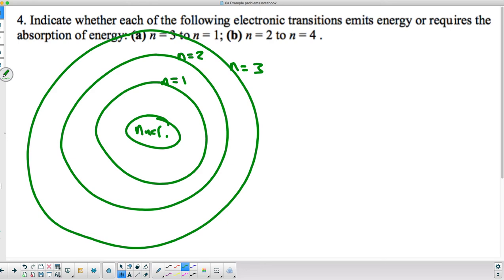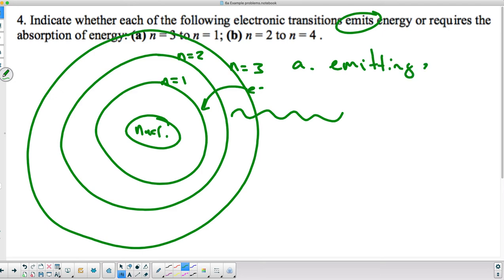If we have an electron that's jumping from n equals 3 down to n equals 1, that means it's going from a higher to a lower energy state, which means energy is given off. If energy is given off, it is emitting. So for letter A, it is emitting energy. How much energy we're going to find out in our calculations for problem set 6A.